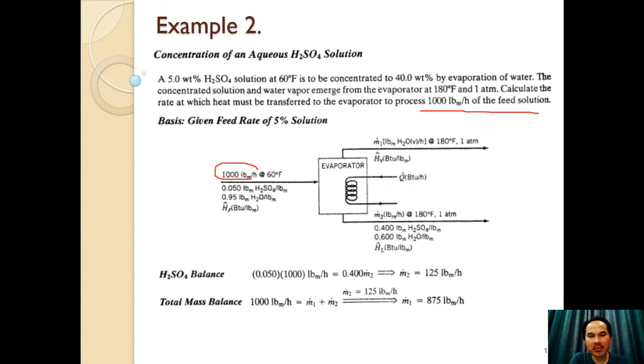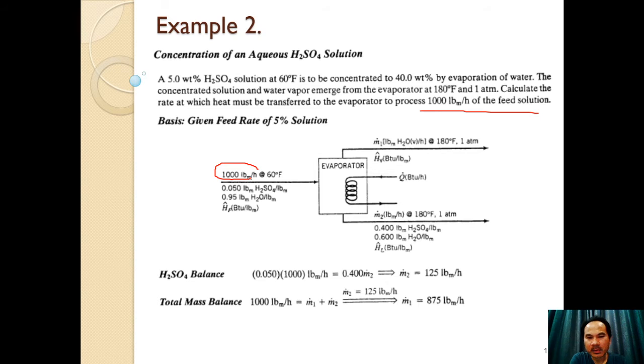And then we have the two outputs. After you feed to the evaporator, some water evaporates. The first output is the water evaporated, denoted as m1 pound mass of water per hour at 180 Fahrenheit. Another output is the solution, which includes sulfuric acid and water. The solution should be 40%, about 0.4 pound mass sulfuric acid per pound mass total, and the other 60% is water. For this case, the mass is not balanced.